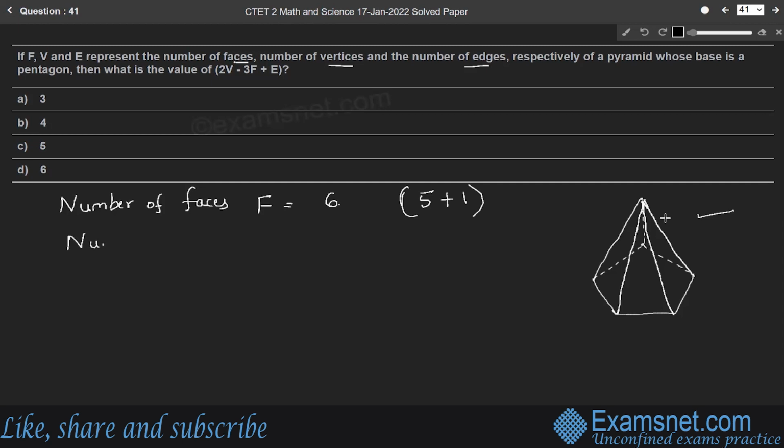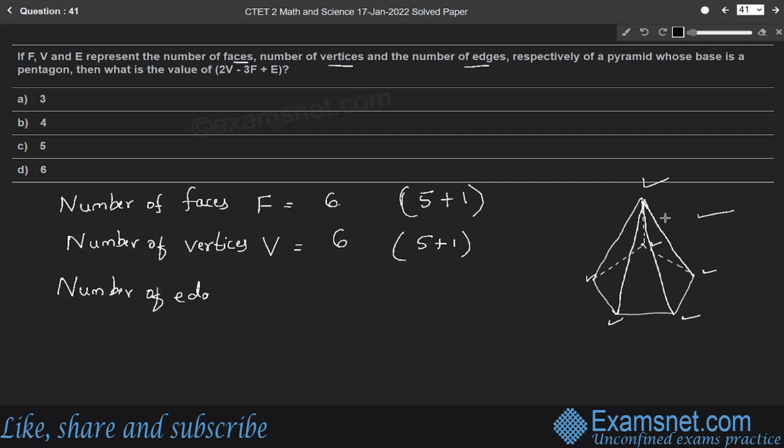And number of vertices, V is equal to 6. So here 5 vertices on the base and 1 is at the top, right? So it is 5 plus 1. The number of edges, E is equal to 10. So 5 edges of the pentagonal base and 5 edges of triangles. Therefore, it is 5 plus 5.